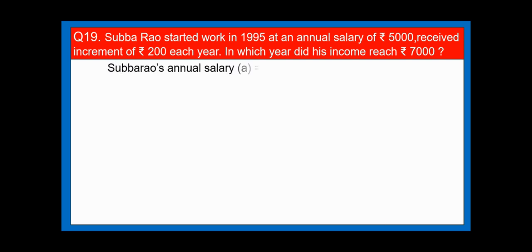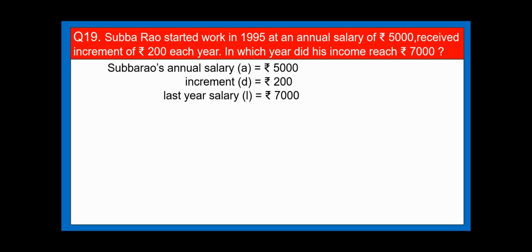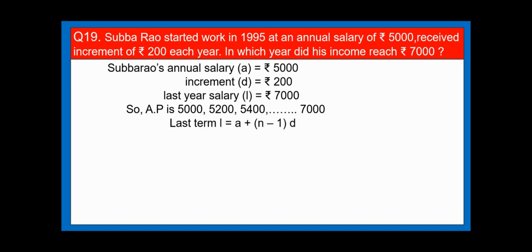Now, look at the solution. Subbarao's annual salary is 5,000 rupees. It is the initial salary. And the increment is d, which is equal to 200. Therefore, the arithmetic progression will be 5,000, 5,200, 5,400 and so on. And his last salary should be 7,000. Therefore, an or l is equal to 7,000. It is the last term. So, the AP will be 5,000, 5,200, 5,400 and so on, up to 7,000. In this AP, a is equal to 5,000 and d is equal to 200.